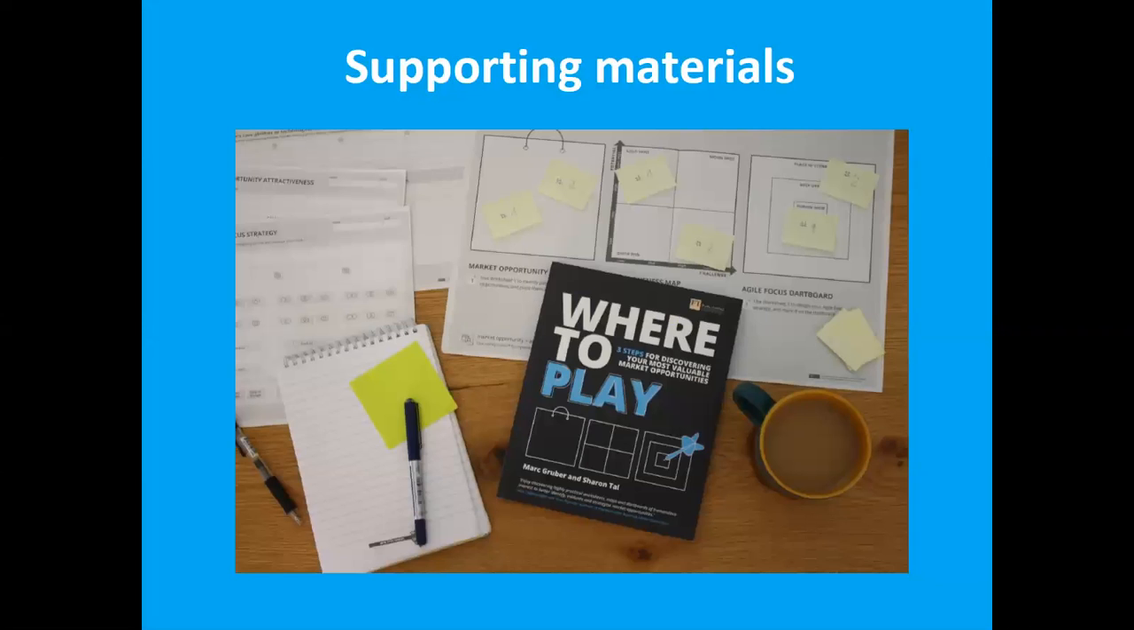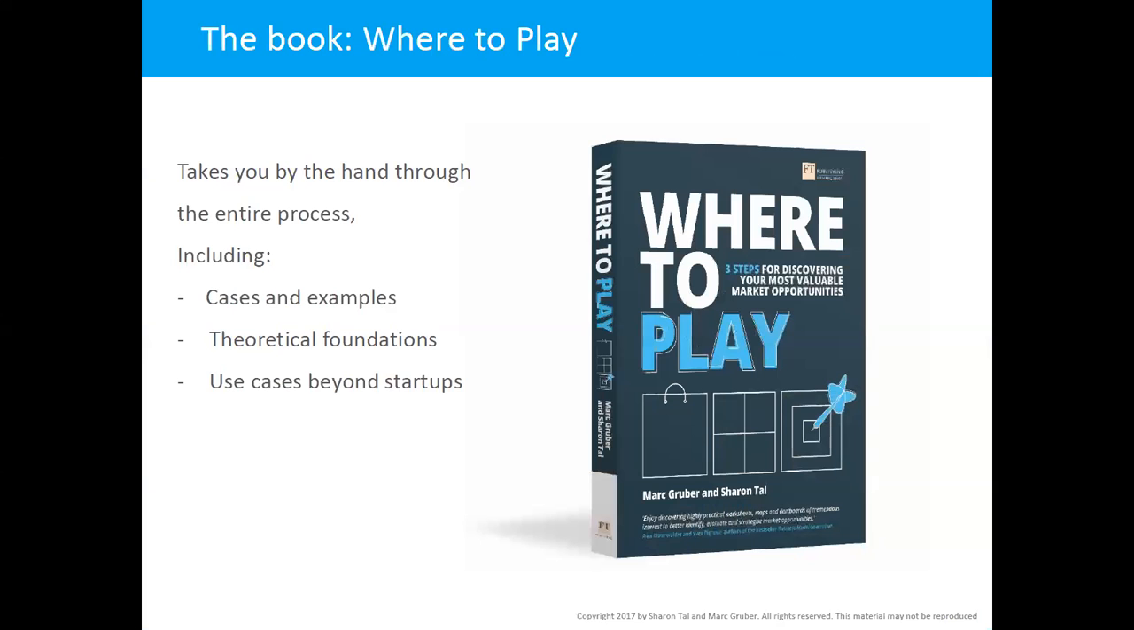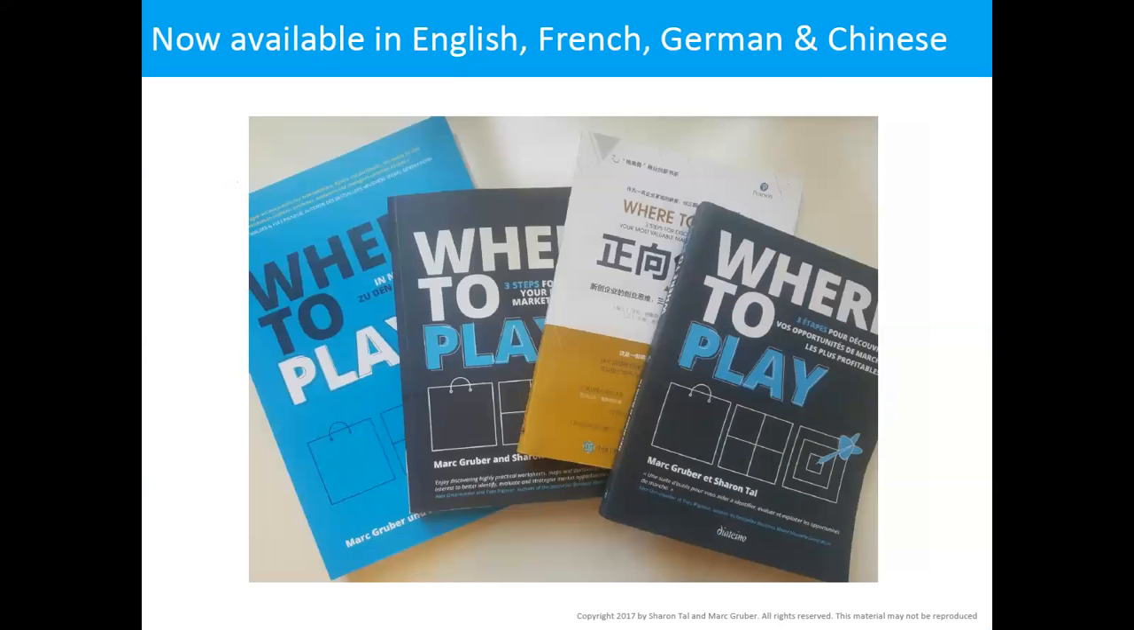So I hope the process is now clear, and let's look at some of the supporting materials that we can offer you and some tips on how to go through this process yourself. So first of all, I hope you're familiar or heard about our book. The book is called Where to Play. It takes you by the hand through the entire process, including examples, some theoretical foundations, and use cases beyond startups. And it is now available not only in English, but also in French, German, and Chinese.